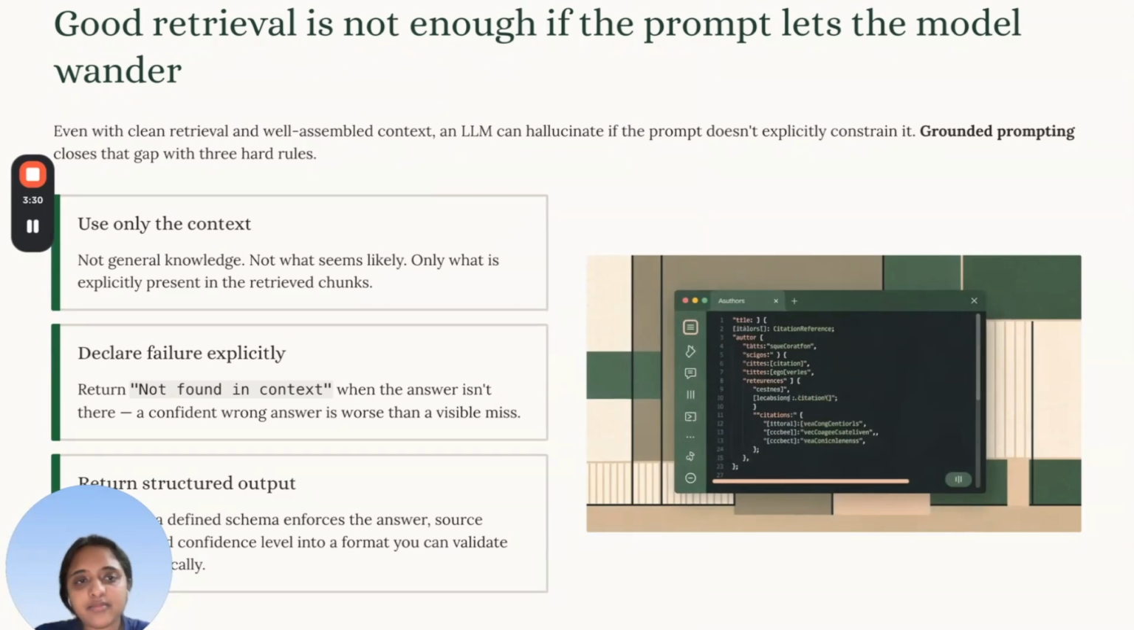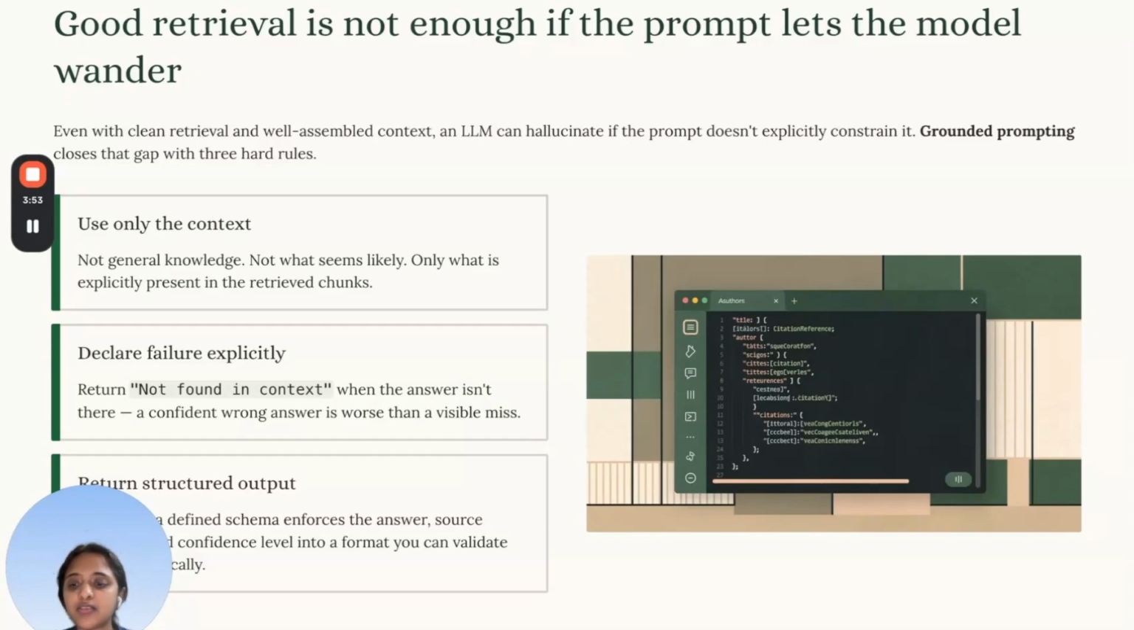Good retrieval is not enough if the prompt lets the model wander. So having prompt strictness is most important. So we need to have a grounded prompting technique. We need to tell the model, say mention in the system prompt, to use only what is there in the context. Don't use your own general knowledge. Just give information based on the chunks you have retrieved.